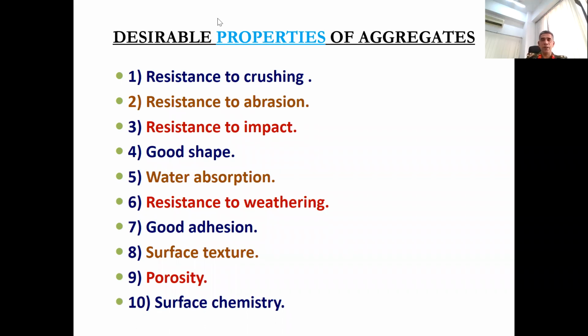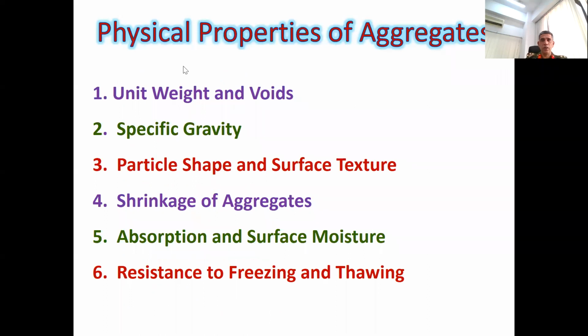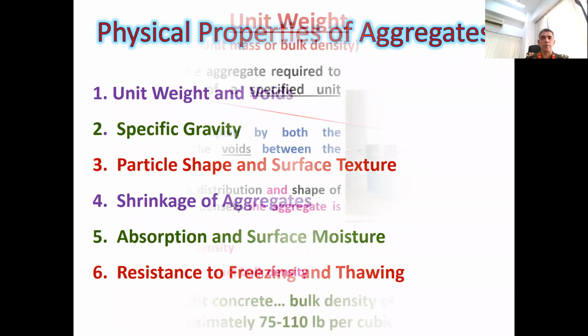So these are the 10 desirable properties of aggregate. To be more specific, we'll now be talking about the physical properties of aggregates. These are important for your exam also. We'll go one by one. First is unit weight and void, then specific gravity, particle shape and surface texture, shrinkage of aggregates, absorption and surface moisture, and resistance to freezing and thawing.